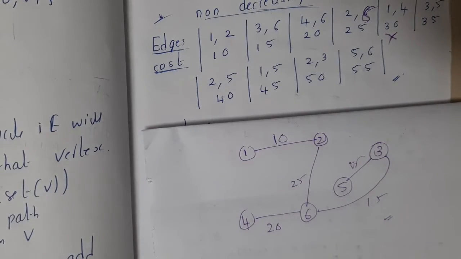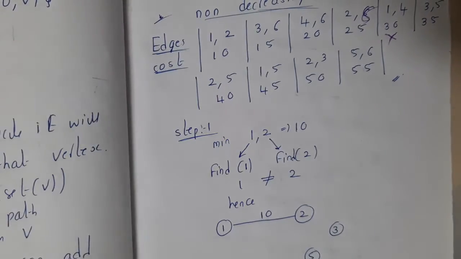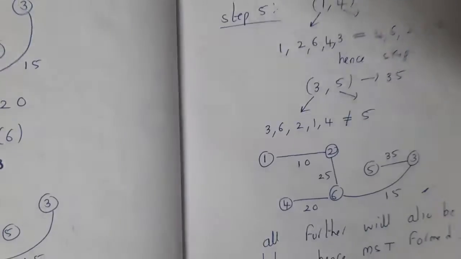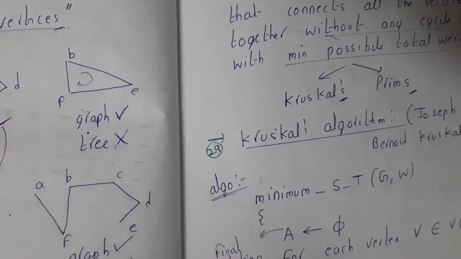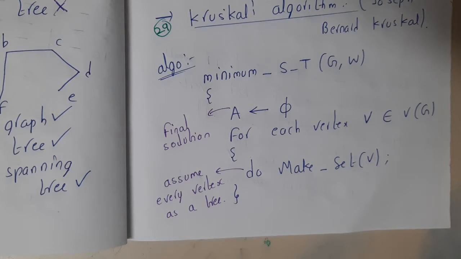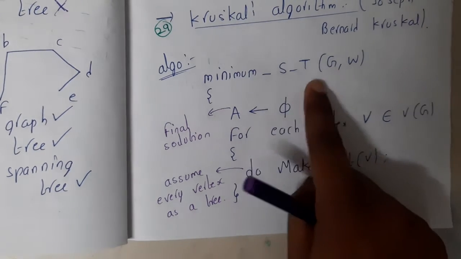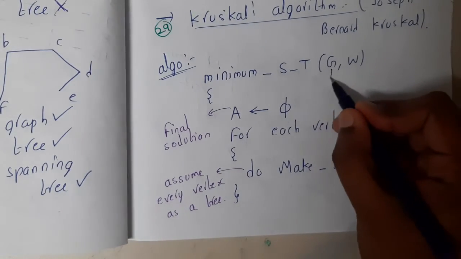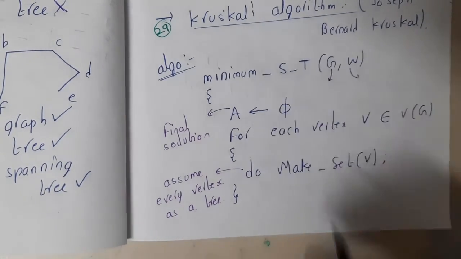So now let us understand the code, guys. That is the exact steps which I have written clearly. For Kruskal, the code will be really easy if you understand it carefully. So minimum spanning tree, G comma W. G is our graph and W is our result or weight, guys.